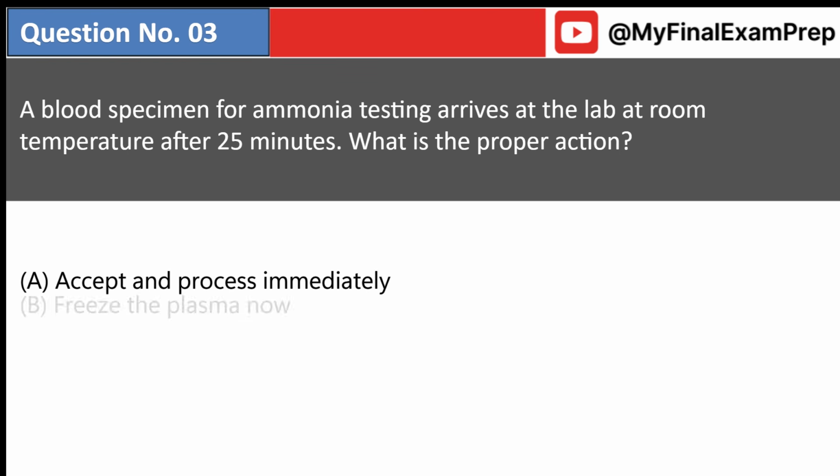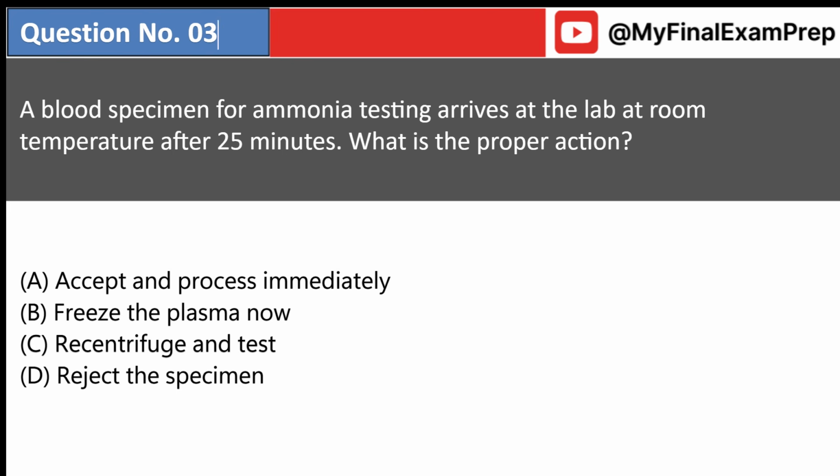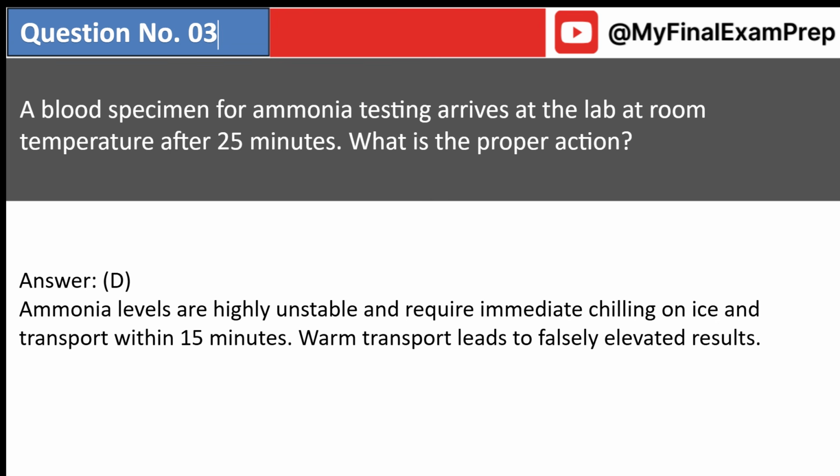A blood specimen for ammonia testing arrives at the lab at room temperature after 25 minutes. What is the proper action? A. Accept and process immediately. B. Freeze the plasma now. C. Recentrifuge and test. D. Reject the specimen. Answer: D.